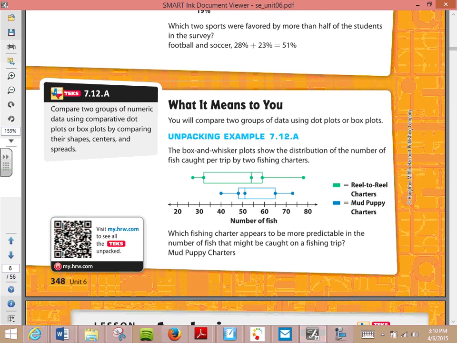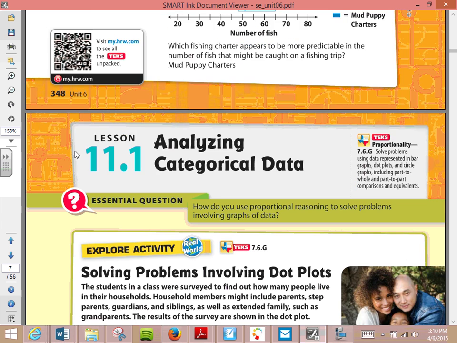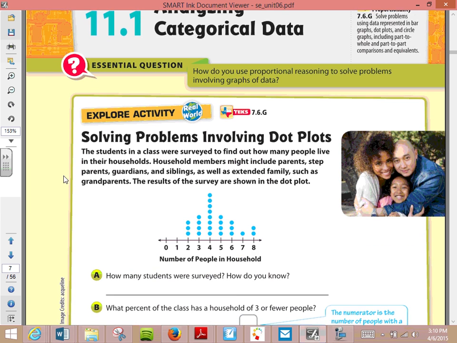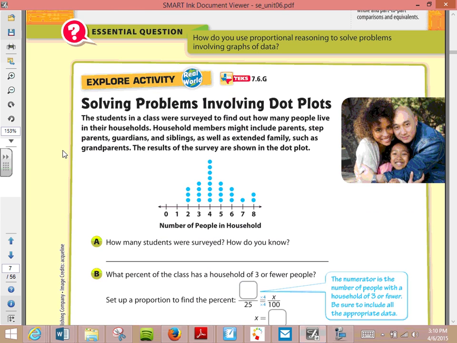These are box and whiskers. I hate this, but we'll go over them later. And let's start with dot plots. That's what it looks like, by the way. The students in the class were surveyed to find out how many people live in their households. Household members might include parents, step-parents, guardians, and siblings, as well as extended families such as grandparents. The results of the survey are shown in the dot plot. Let me clarify something before we begin.